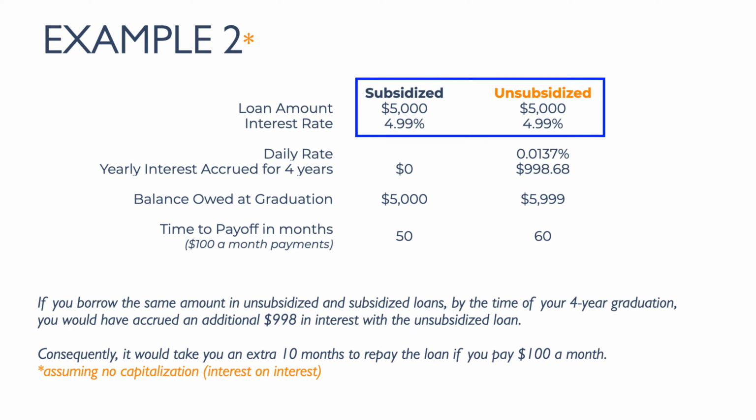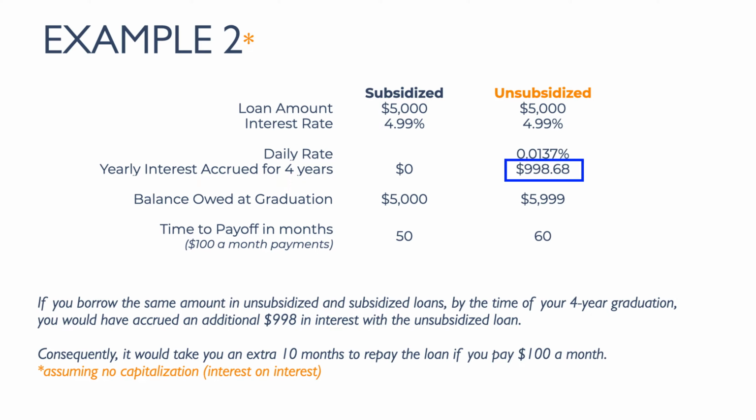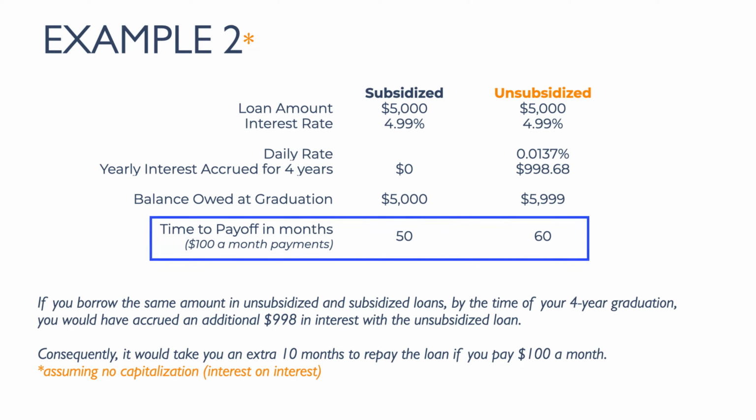If you borrow $5,000 in both subsidized and unsubsidized loans with an interest rate of 4.99%, the subsidized loan would accrue no interest during the 4-year period. However, the unsubsidized loan would accumulate almost $1,000 in interest over that time. As a result, if you pay $100 a month, it will take you an additional 10 months to pay off the unsubsidized loan.